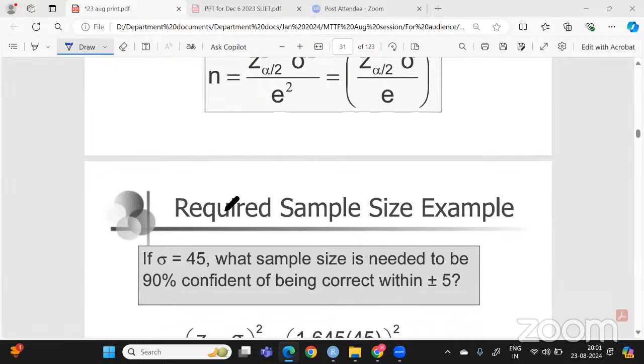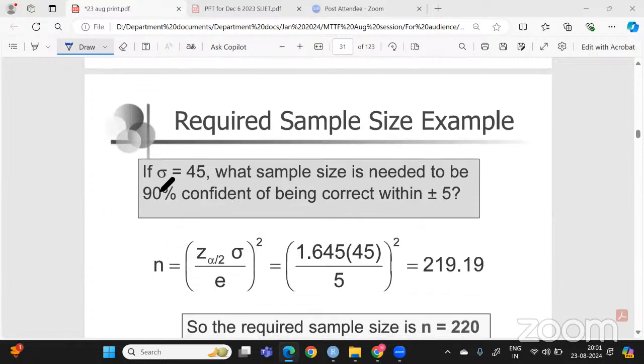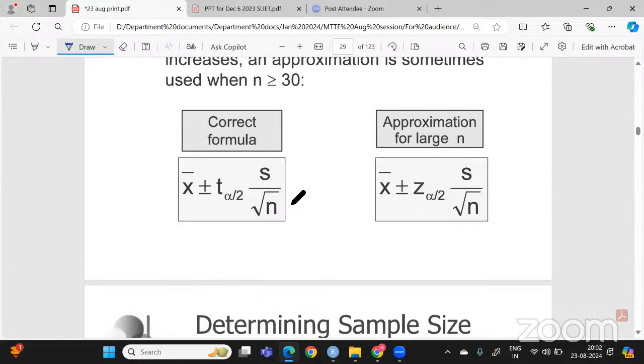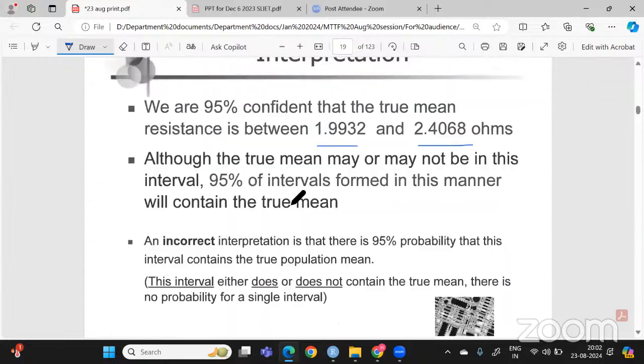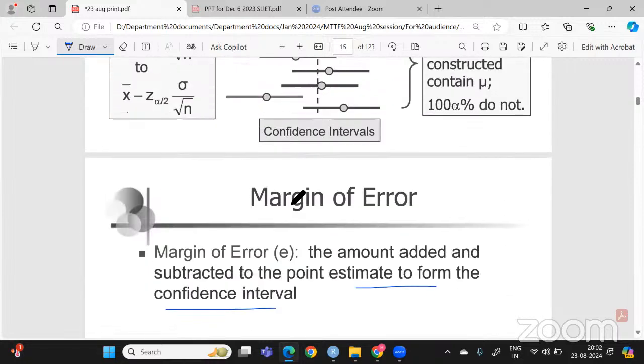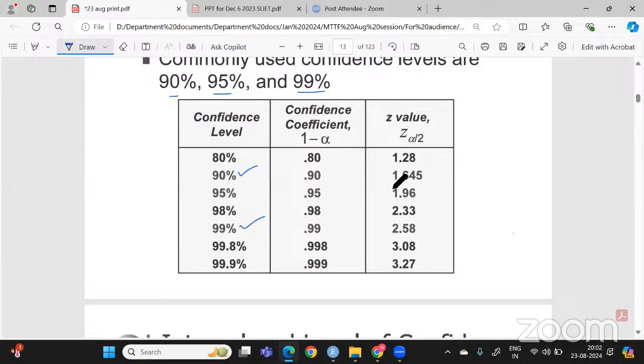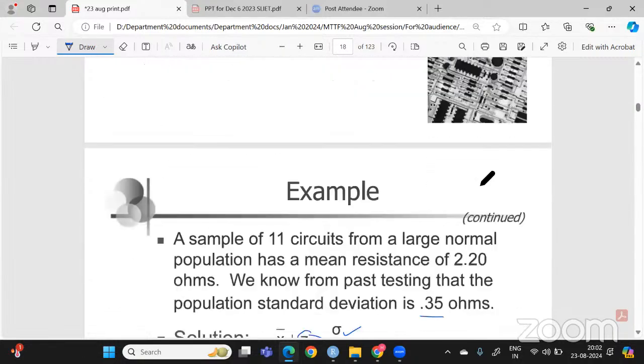So let's take one example. It is given that the standard deviation of the population is 45. What sample size is needed to be 90% confident that the margin of error is plus or minus 5? Based upon the 90% confidence interval, we get a value of alpha as 10%, and alpha by 2 as 5%. We see from the table we have just gone through that for the 90% confidence interval the z value was 1.645. And we put that value in this formula.